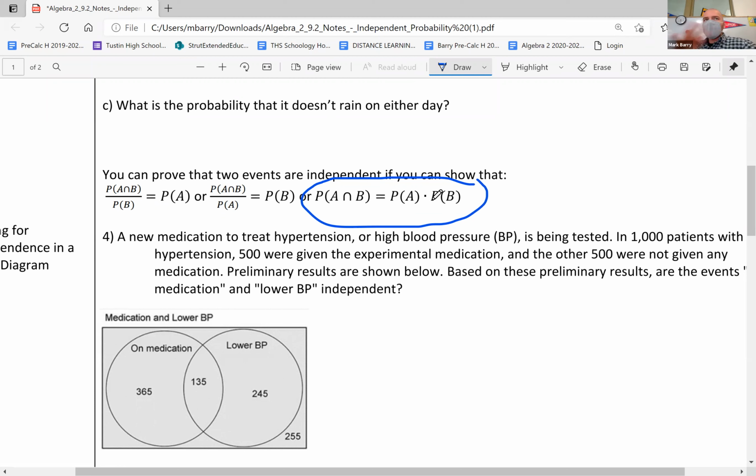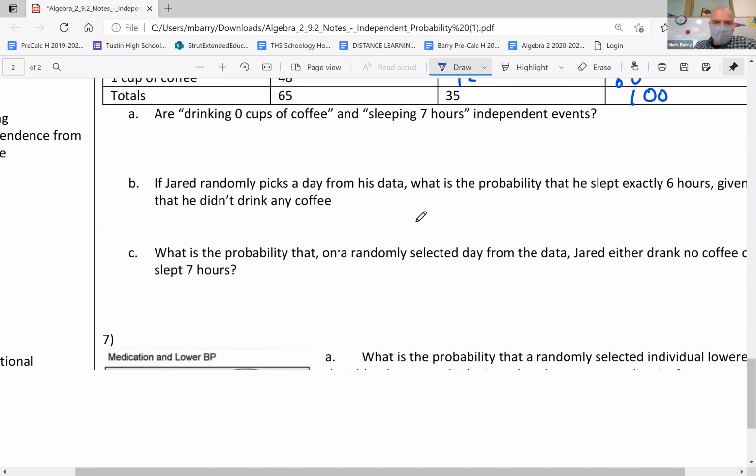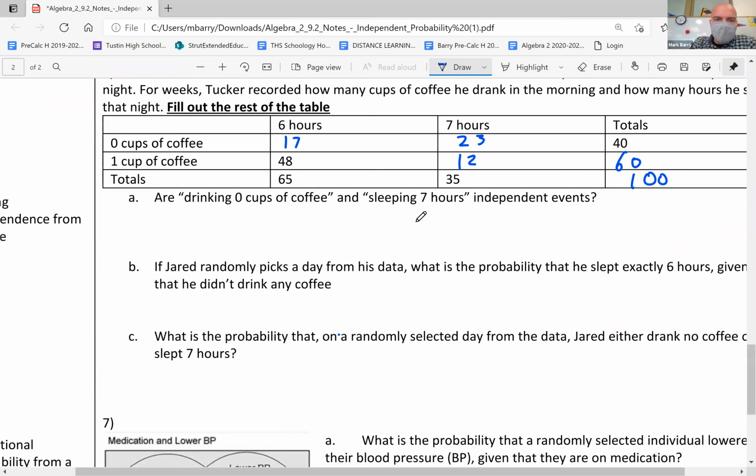So we calculate each one of these two separately. If they're the same, then they are independent. If they are different, then they are not independent, okay? So we have to calculate the probability of A and B, and then the probability of A times the probability of B. So let's call drinking 0 cups of coffee A, and sleeping 7 hours B.